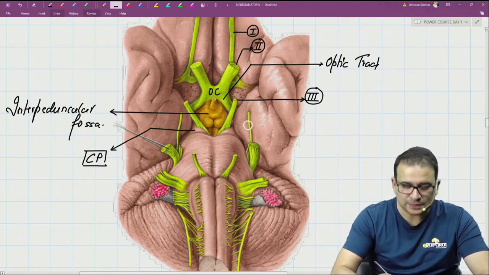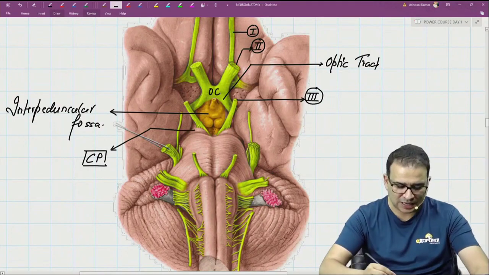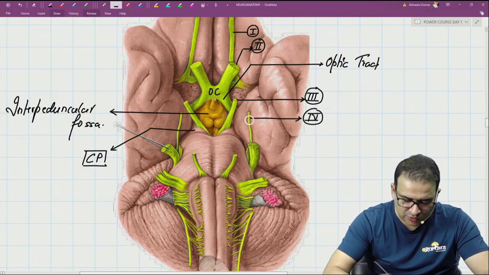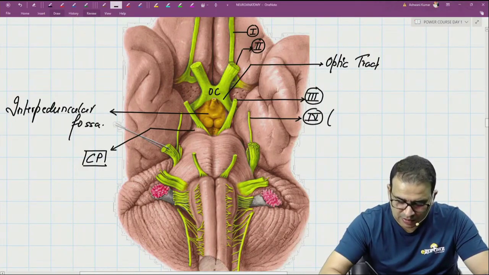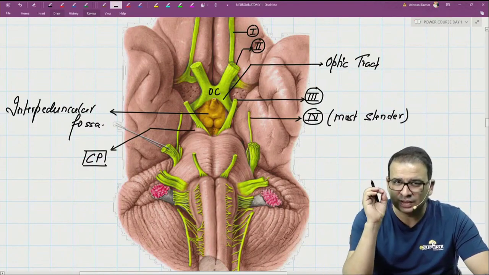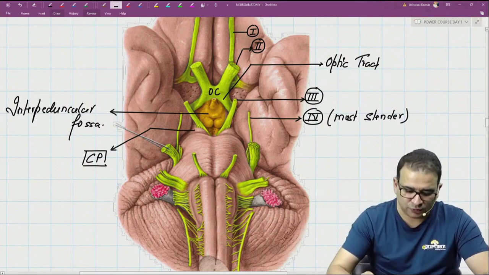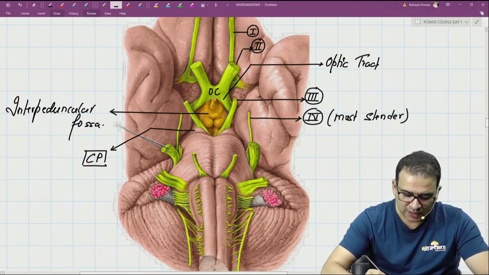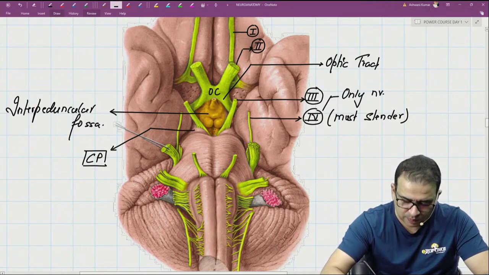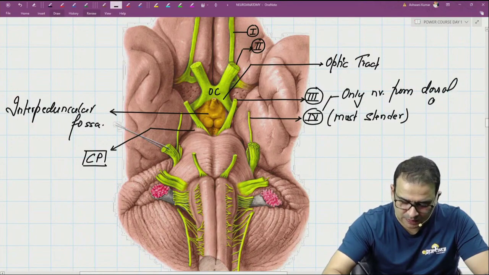And then from the dorsal aspect of the brainstem, the only nerve emerging from the dorsal aspect of the brainstem is the fourth nerve. Trochlear is the only nerve coming from the dorsal aspect of the brainstem. Also remember, this is the most slender nerve. You can identify this nerve based on its thickness. It's the thinnest cranial nerve of all. That's the fourth nerve, and it is the only nerve from the dorsal aspect of the brainstem.